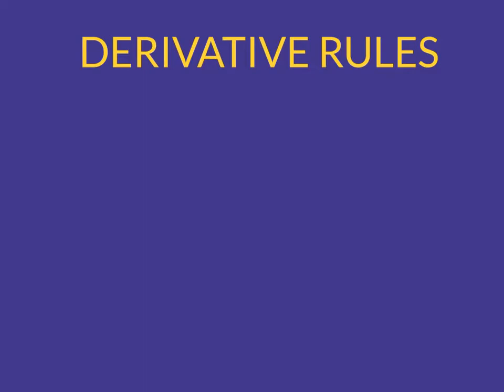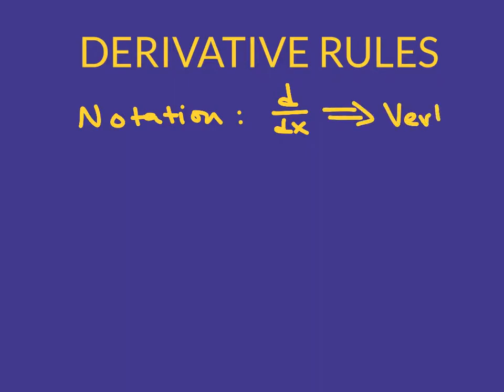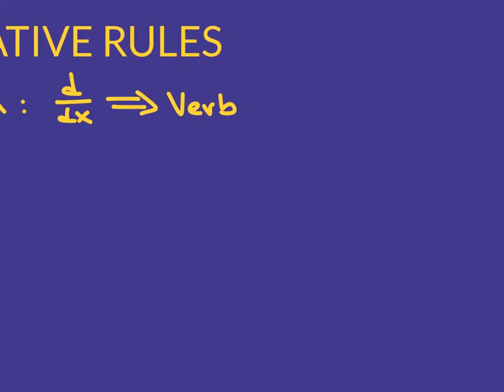Hi there. This is a video about all of your derivative rules and a lot of the notation that's involved, okay? So the first thing I want to talk about is the notation. And the first symbol that we have is the symbol d dx. So d over dx. And this is a verb, okay? And that means that you are taking the derivative.